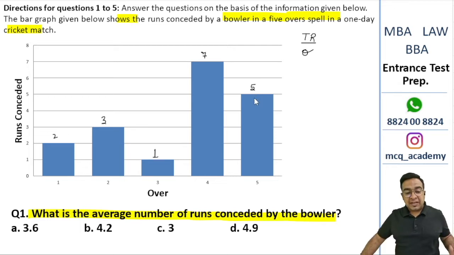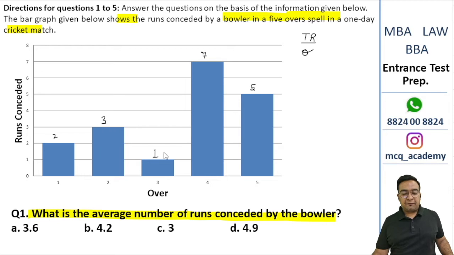So the total runs that he has conceded is equal to 2 plus 3, 5, plus 1, 6, plus 7, 13, plus 5, 18. So this is equal to 18 divided by the number of overs which is equal to 5. Therefore, the average will be equal to 5 threes are 15 and 5 sixes are 30. So you would mark option number A as the answer to this question.